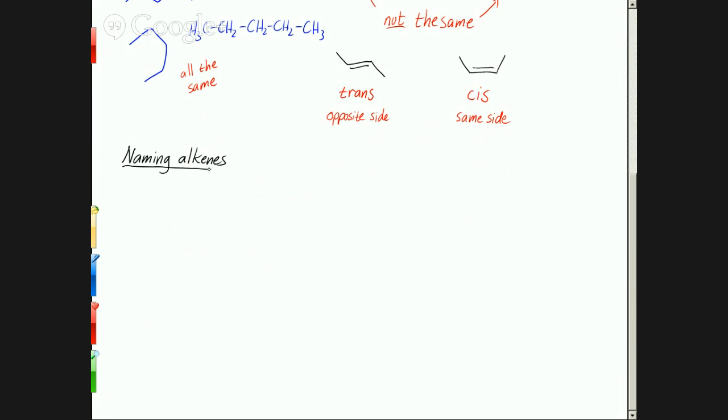Well, the good news is naming alkenes for the most part is the same as naming alkanes. You find the chain, you use that as your basis, and then you put in your substituents. A couple special rules when it comes to alkenes. First, the main chain must contain the double bond, even if it's not the longest chain.